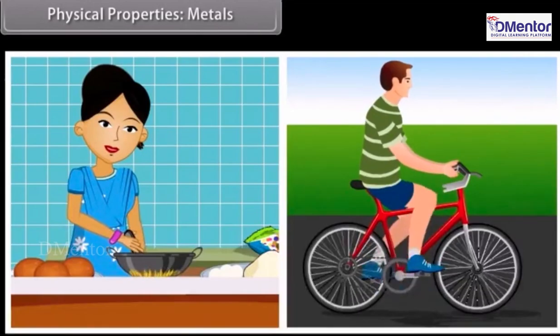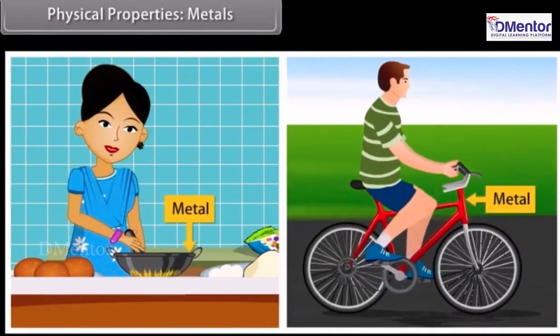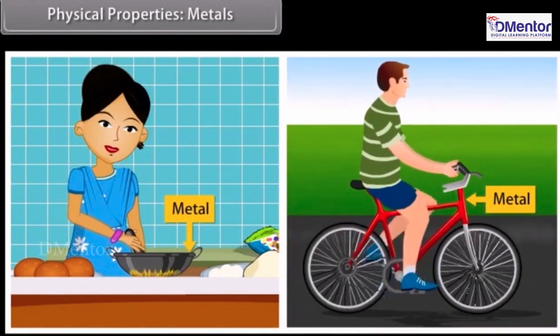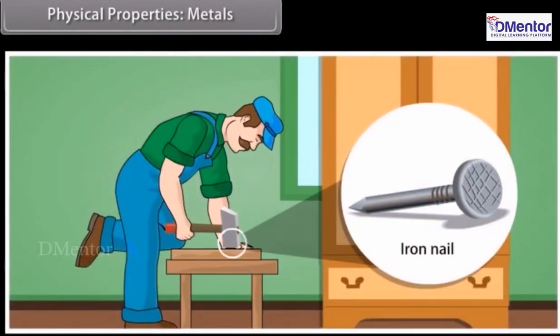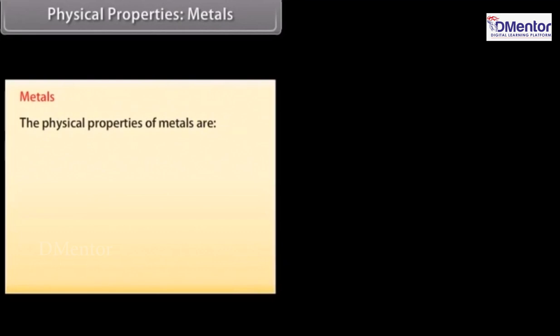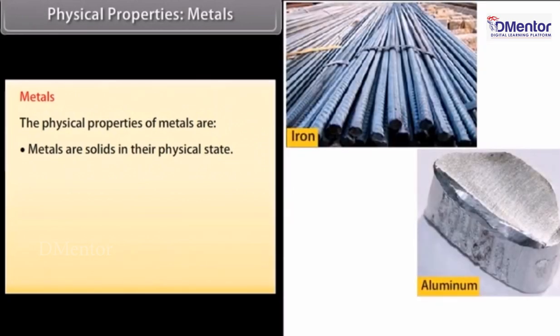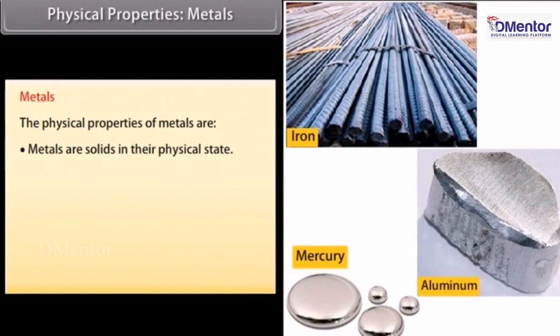Physical properties. Metals. You come across a lot of metals and non-metals in your day-to-day life. For example, the hammer that you use to fix nails is a metal. The nail made of iron is also a metal. Let us look at the physical properties of metals. The physical properties of metals are: physical state. Metals are solid at room temperature. For example, iron, aluminium. Only mercury is liquid metal.